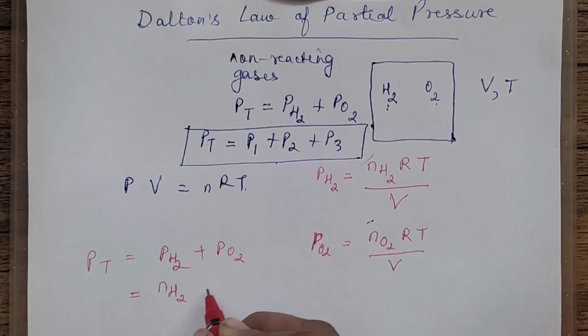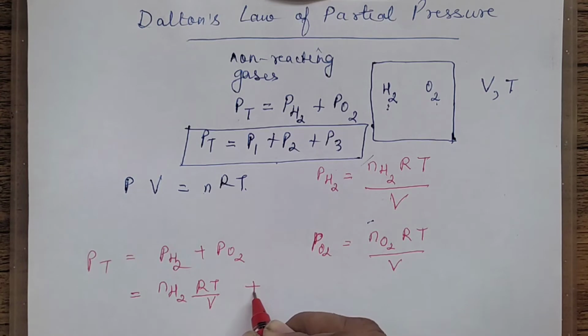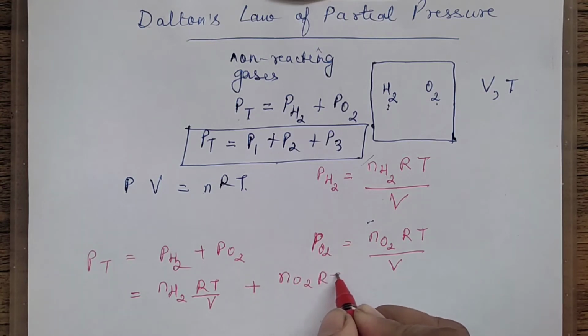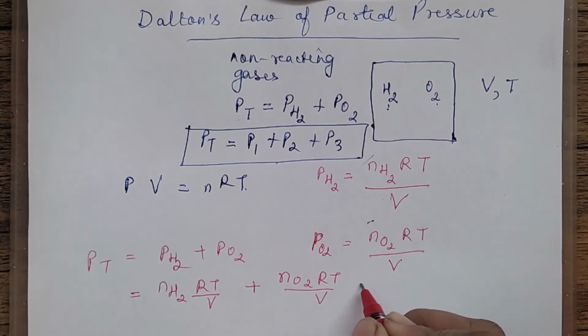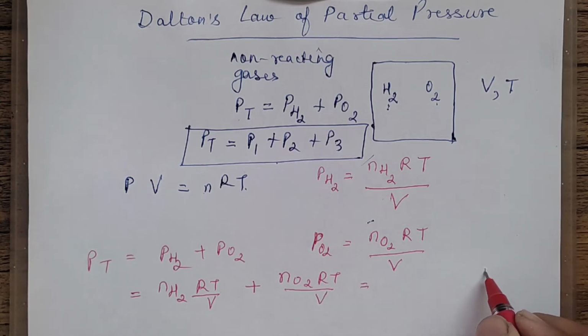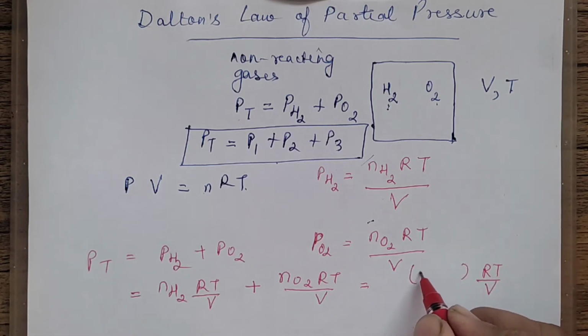So what you will have here is N H2 RT by V plus N O2 RT by V. So we can take RT by V common and bring it outside, RT by V. And then you have here N1 plus N2, in a way we can write N H2 plus N O2, the number of moles of oxygen plus hydrogen, that's the sum.